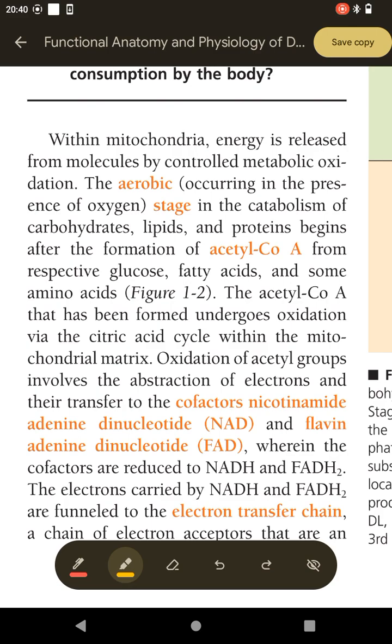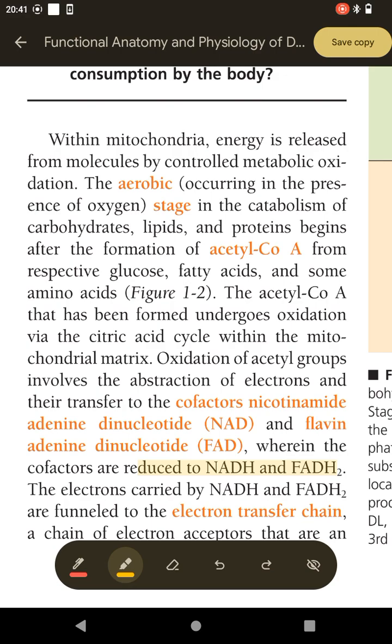So, starting with the energy production, within mitochondria, energy is released from molecules by controlled metabolic oxidation. The aerobic stage in the catabolism of carbohydrate, lipid, and protein begins after formation of acetyl coenzyme A from respective glucose, fatty acid, and some amino acids. The acetyl coenzyme A that has been formed undergoes oxidation via the citric acid cycle within the mitochondrial matrix. Oxidation of acetyl groups involves the abstraction of electrons and their transfer to the cofactors nicotinamide adenine dinucleotide and flavin adenine dinucleotide, wherein the cofactors are reduced to NADH and FADH2.